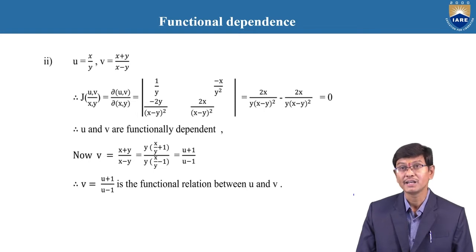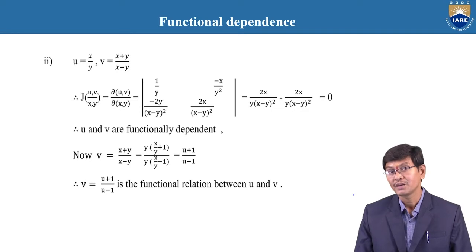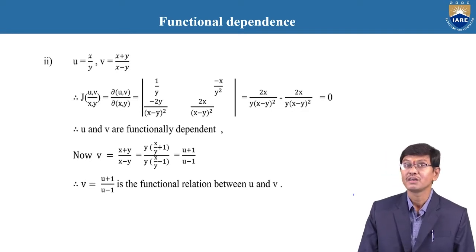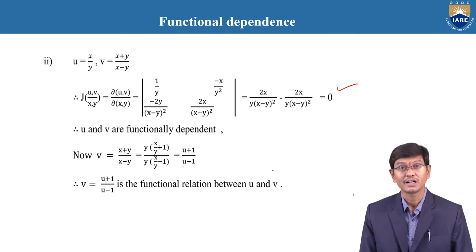And again here also AD minus BC. Therefore, here clearly we get 2x/(y(x−y)²) minus 2x/(y(x−y)²). The conclusion is that both cancel, and clearly the value is 0 only. If the value is 0, according to the definition of function dependent and independent, it is functionally dependent only, because the determinant is equal to 0. Now we need to write, if possible, the relation between u, v. Therefore, we consider v = (x + y)/(x − y).